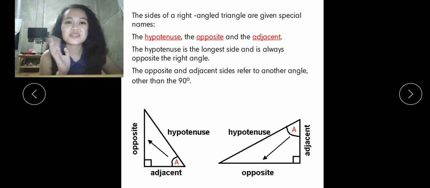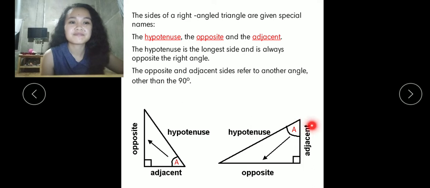Again, when we say hypotenuse, it is the longest side and it is always opposite the right angle. When we say opposite side, that is opposite the given angle. And we have the adjacent. When we say adjacent, it is nearby the given angle. So please remember that concept, because as we go further in our discussion, that is very useful.